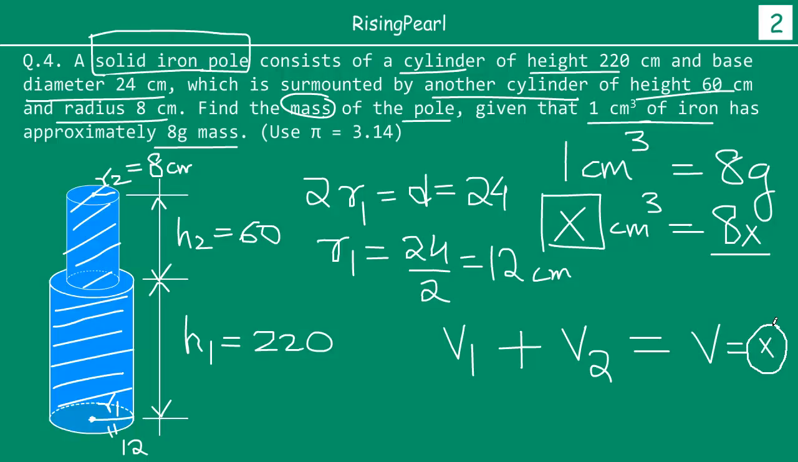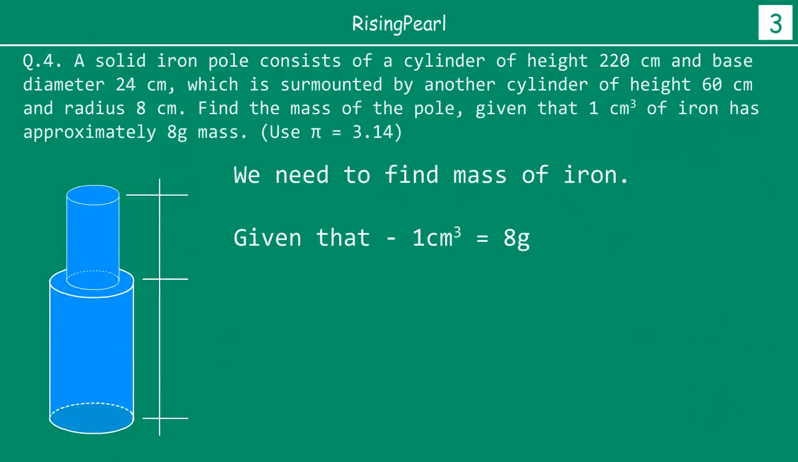Once we find out the total volume, because all the measures are in centimeters, the value will be X centimeter cube. And once we have this, we know 1 centimeter cube is 8 gram. So X centimeter cube will be 8 times X, whatever the value of X is. So that is going to be our overall strategy of how we are going to solve this question.